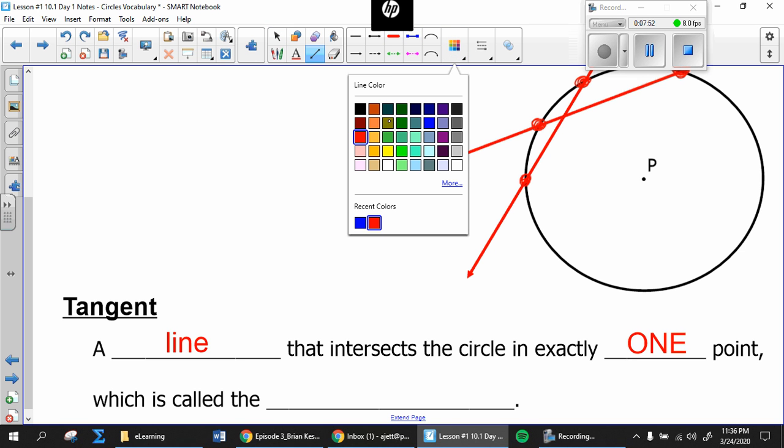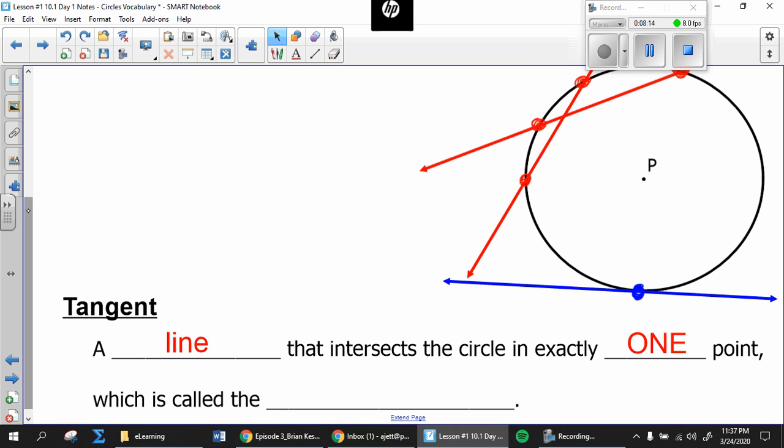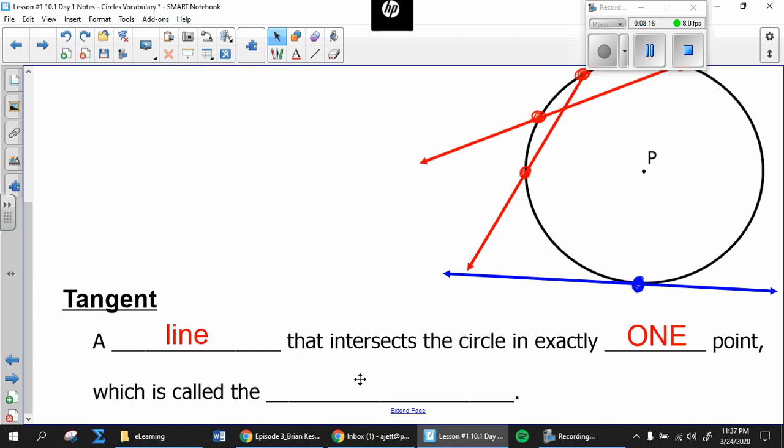Now a tangent, again, is a line, but it only intersects a circle at 1 point. Instead of going through it at 2 different points, it only touches the circle at one specific point. If I was going to draw a tangent right here, notice it only intersects our circle at that one specific point. It only touches it one time, it stays on the outside. That point where the tangent touches the circle, we call the point of tangency. Pretty simple, pretty straightforward. So a secant crosses the circle at 2 points, a tangent crosses a circle at 1 point.